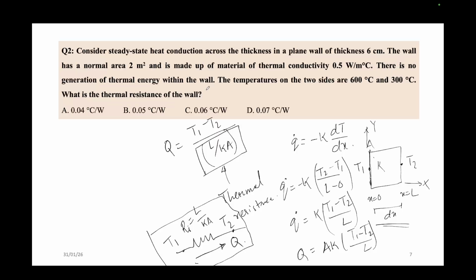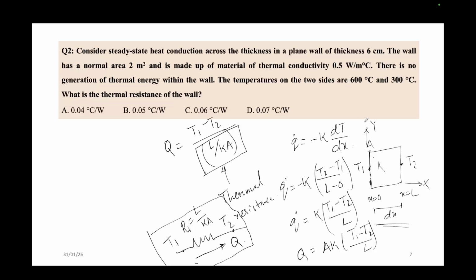So why is Q required? That is how the people who set the GATE questions are able to confuse students. Basically, in the question, maybe a lot of details are given that are not required, like the temperatures on the two sides, 600 and 300, are not required. It is required if you are asked to find heat, Q.